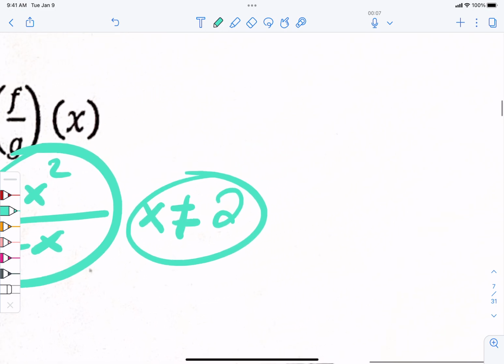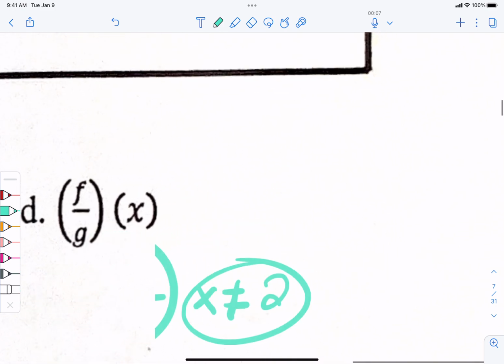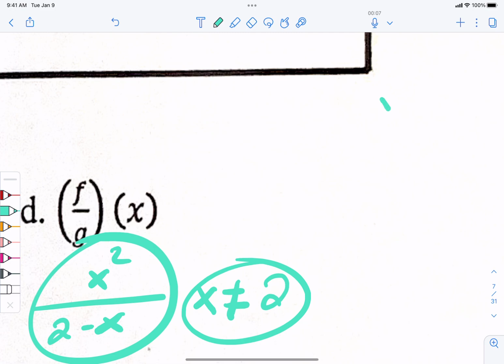Now, I'm going to put a little mini example up here. Let's say, for example, I have x minus 2 over x squared minus 4. Let's say I have that going on.